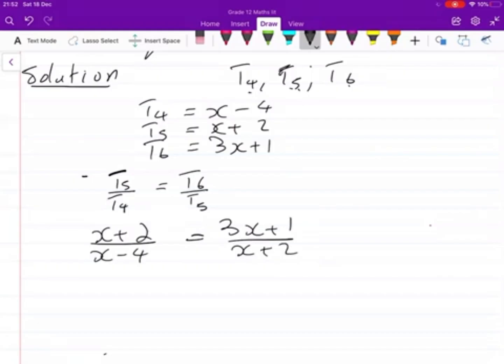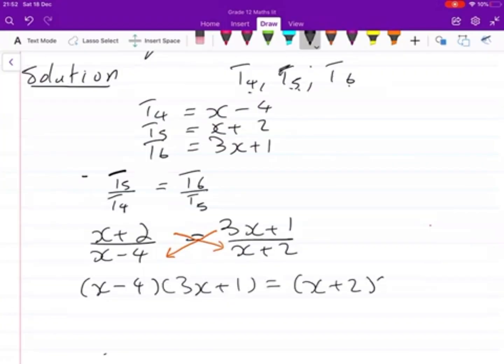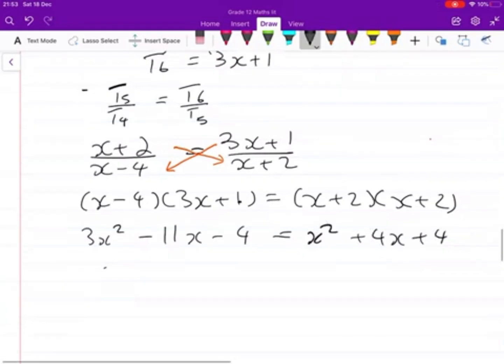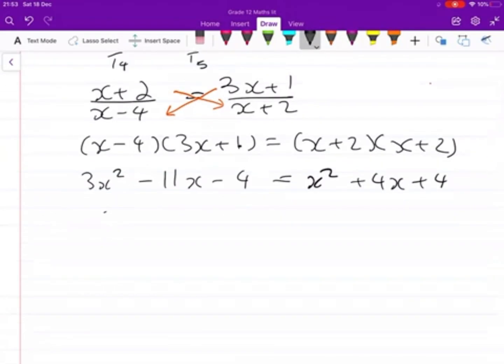Okay. Then here we cross multiply, guys. Cross multiply. Basic grade 8. So that we have x minus 4 times 3x plus 1 equals x plus 2 times x plus 2. So here the answer that we are going to get is 3x squared minus 11x minus 4. Okay. Very, very simple stuff there. It's x squared plus 4x plus 4. Okay, all right. Now you can come to an issue of grouping. Well, this is 2x. If this is transposed, it will be negative. So this is 3x squared minus x squared. It gives us 2x squared.